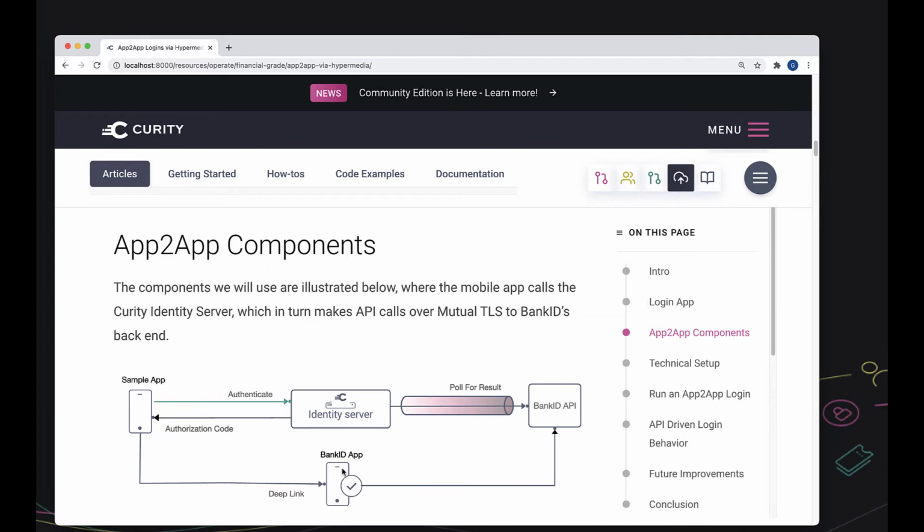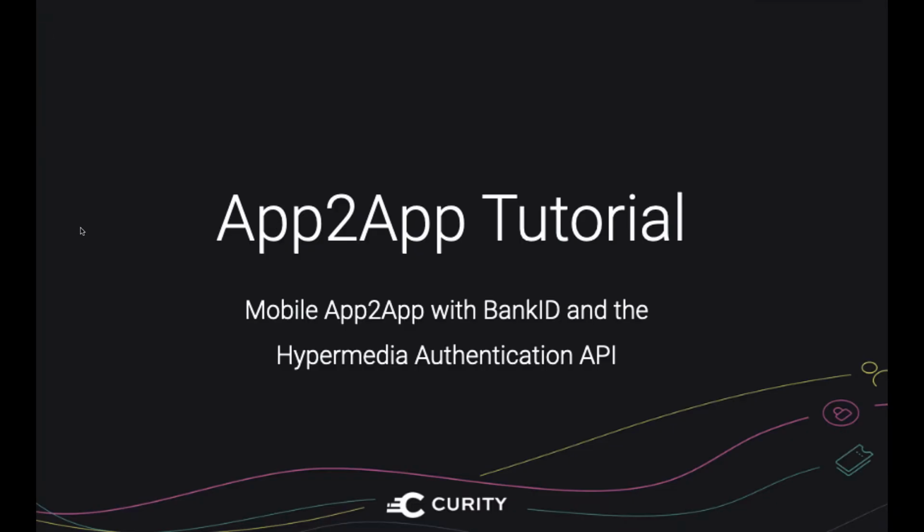The user will sign in using Bank ID, and then the Curity Identity Server will use mutual TLS to speak to the back end of the Bank ID system. So there's quite a bit of security configuration involved, and we're going to get this end-to-end solution working. Next, we're going to get set up with the Bank ID app.